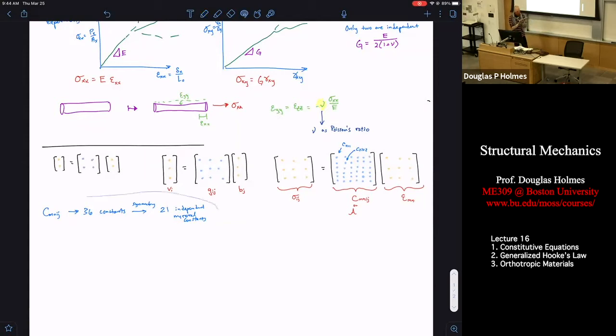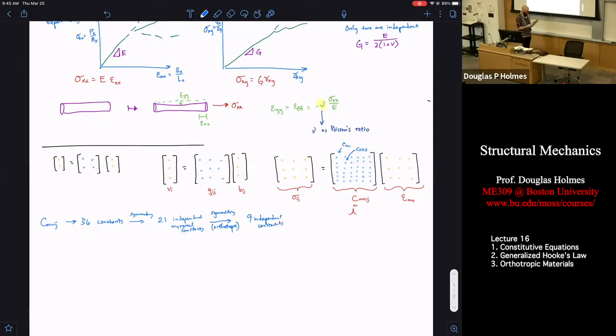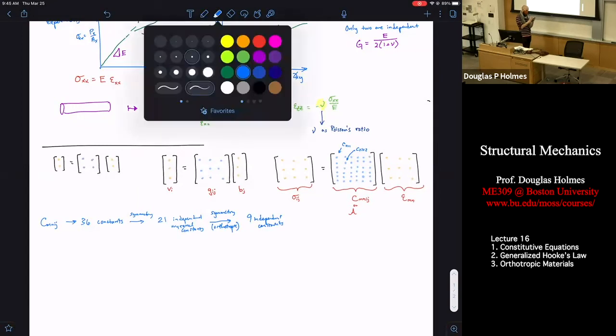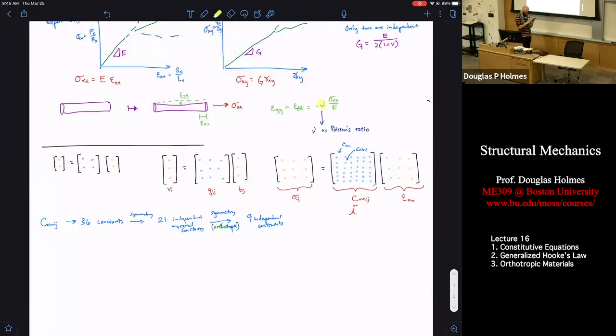If we add further symmetry, and we'll show this, what we call orthotropic, then this reduces again to 9 independent constants. Ortho meaning orthogonal. I'll explain why we care about these things that have orthogonal symmetries in a second. It might seem arbitrary, but as it turns out, it's actually really, really common and useful in all aspects of structural mechanics.